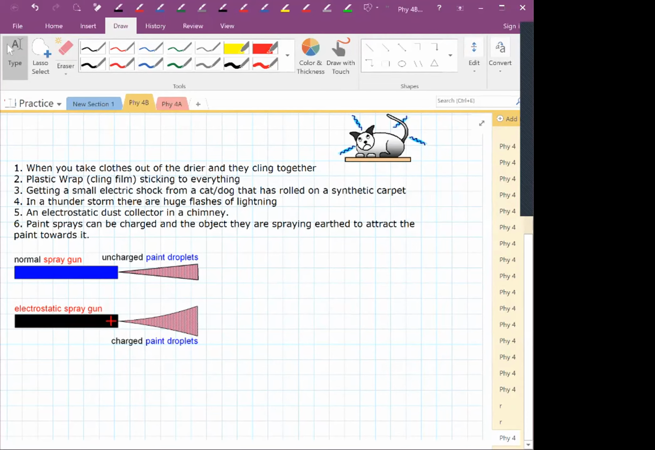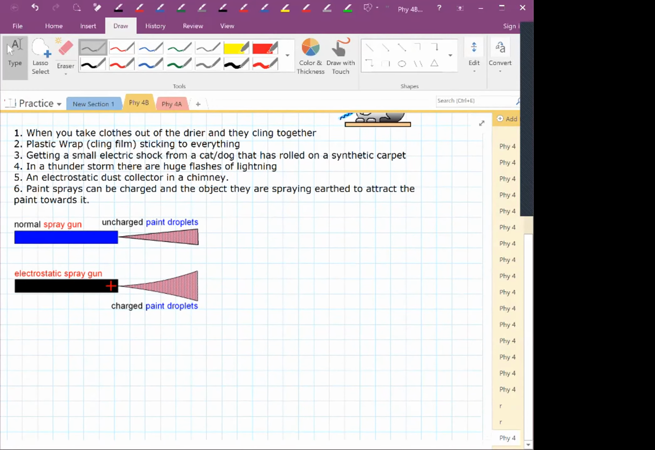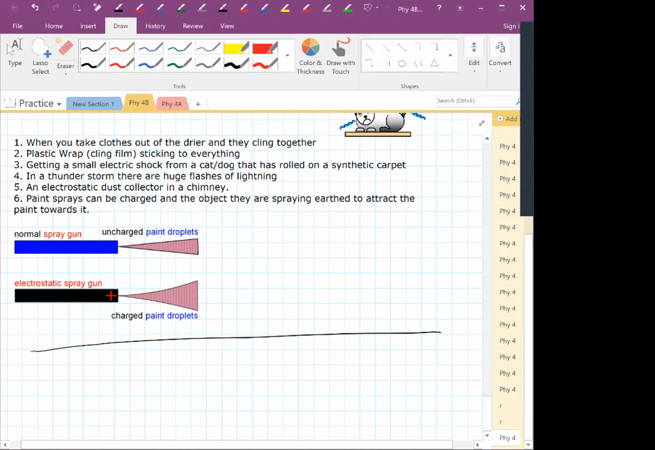And then they oppositely charge the car so that those paint molecules are attracted to the car, and you get much less paint hitting the floor. Most of it ends up on the car. So an interesting application there for painting cars and things. Okay, so we see some of this all around us. Okay, so where are we here?